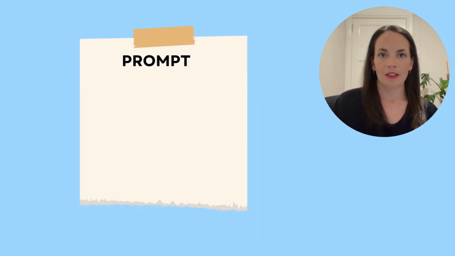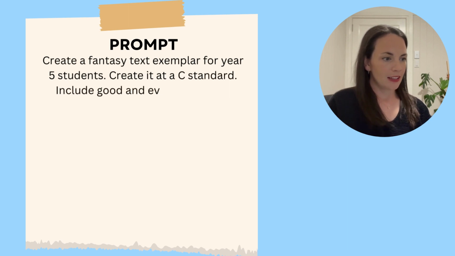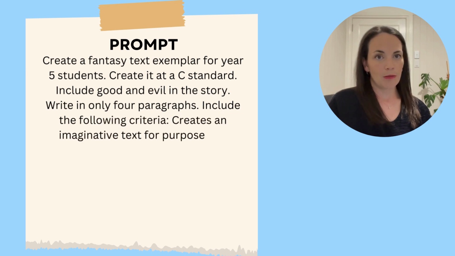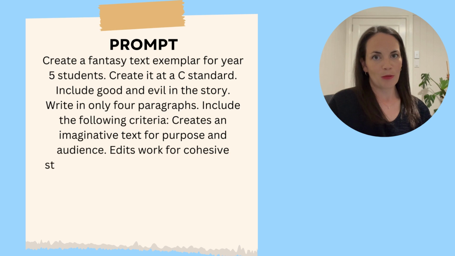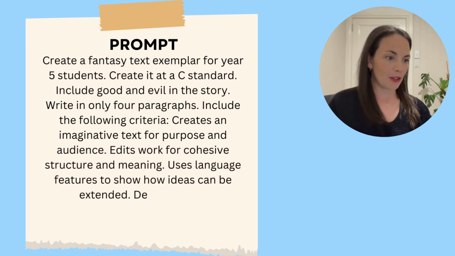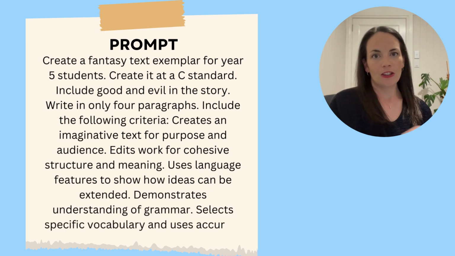So again, I go into ChatGPT and I use the following prompt. A fantasy text exemplar for year 5 students. Create it at a C standard, include good and evil in the story, and write in only 4 paragraphs. Now you'll see in a moment that it writes in more paragraphs than that. I tried to fiddle with the prompt, but it didn't pick up on the only 4 paragraphs. Include the following criteria. And then I just put in the criteria that you require for a C.